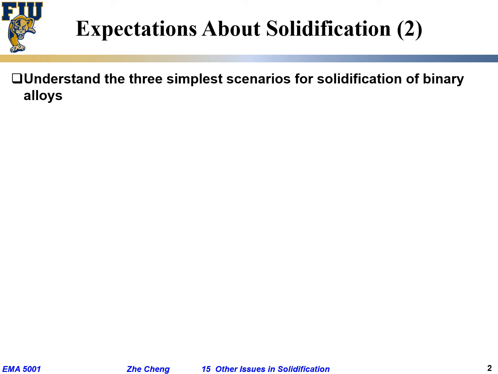In addition, I also expect students to understand the three simplest scenarios for solidification of an alloy instead of a pure element. For alloy, the first is the equilibrium solidification, when you cool extremely patiently, extremely slowly, and wait for the composition to reach equilibrium, even though it means slow diffusion. The second scenario is the one where you have stirring in the liquid, but at the same time, there's no diffusion in the solid.